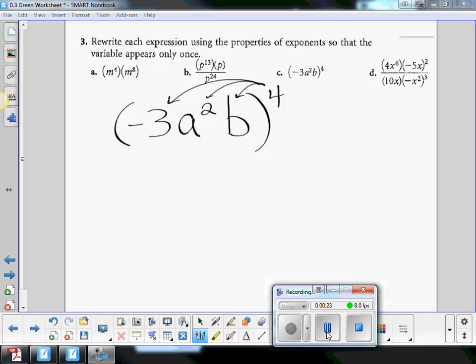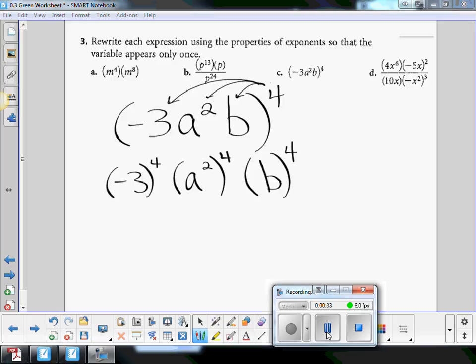So the -3 gets the fourth power. The a squared gets the fourth power. And the b gets the fourth power. So it's sort of like distributing that power to all three terms. All three factors, sorry. To call them terms would be incorrect. This would be what they look like if they were terms.